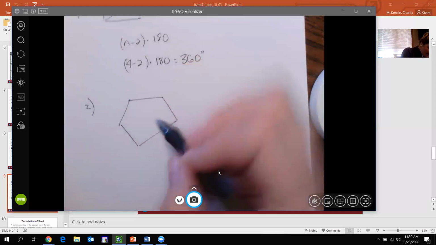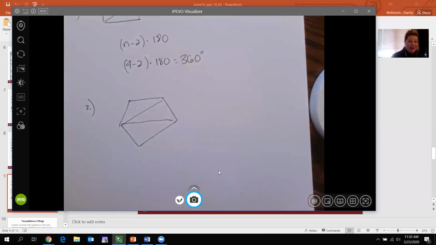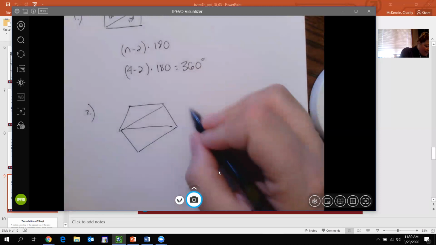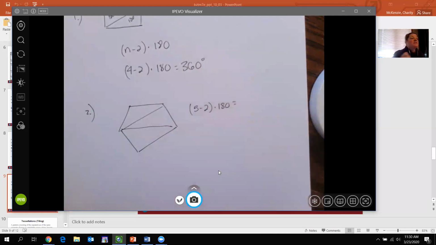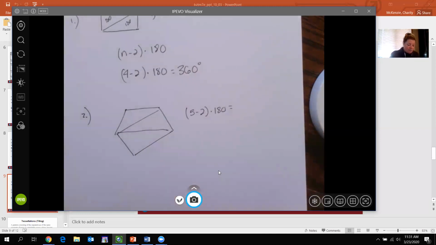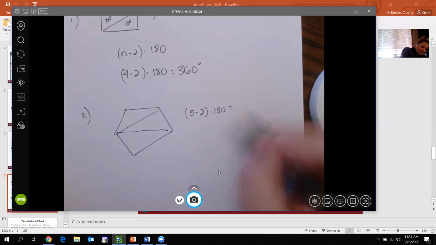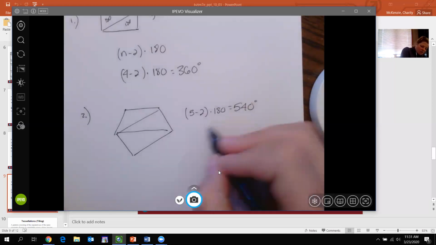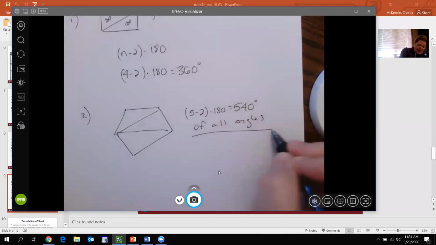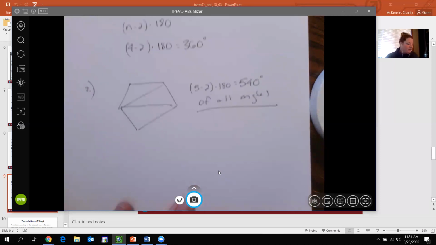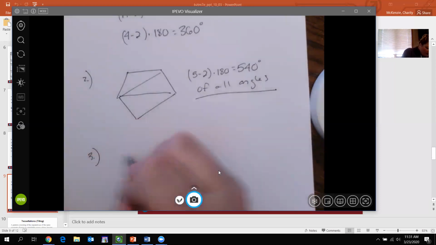Well, we can look at it with our triangle idea. There's 3 triangles. Or we can think of it as 5 sides minus 2 times 180. I'm recording, I don't want to stop. So 5 minus 2 is 3, so 3 times 180 is 540. And that's just the degrees of all the angles.